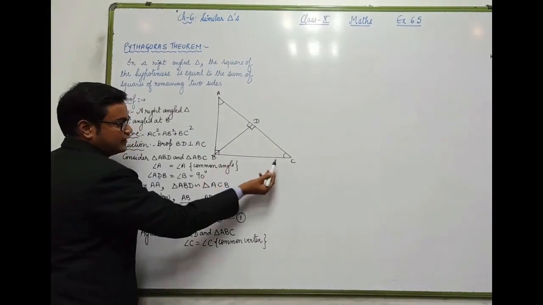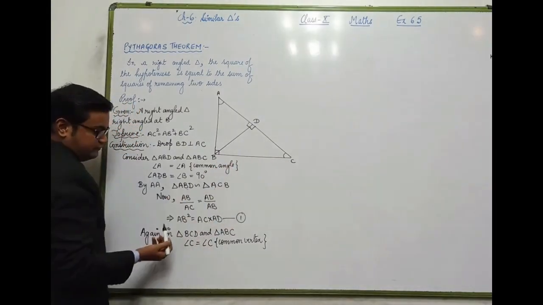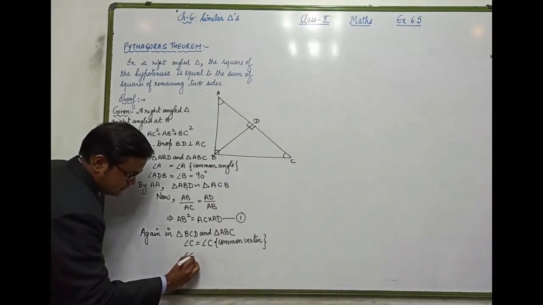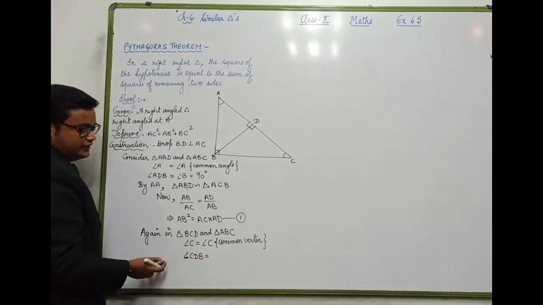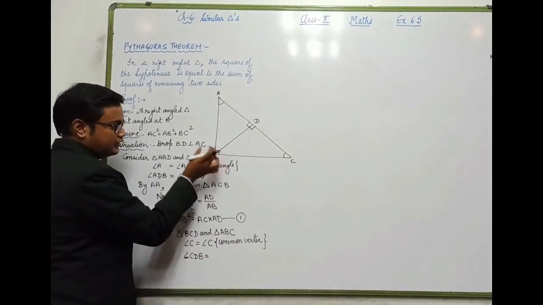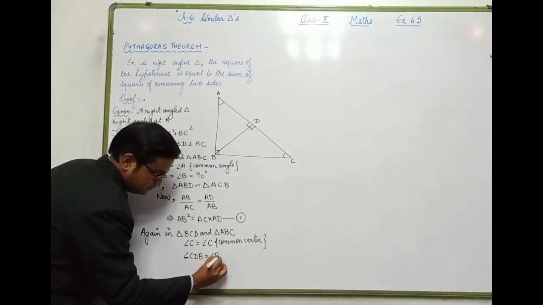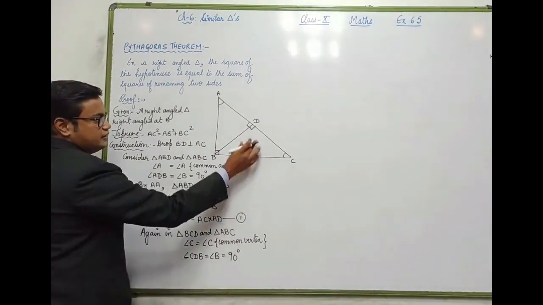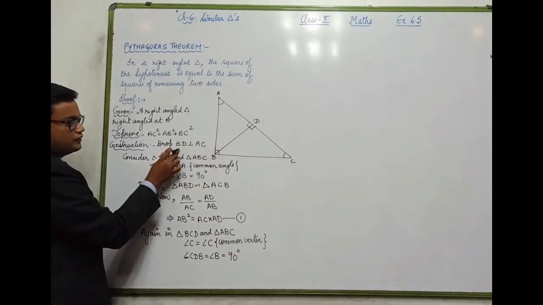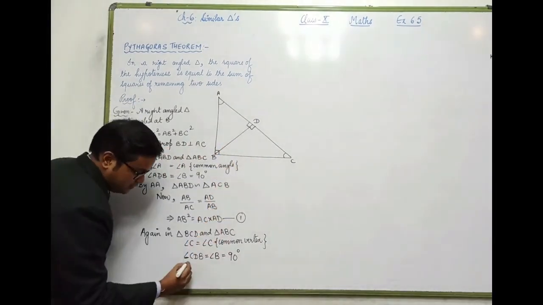Now you can see angle CDB. Angle CDB of BCD is equal to angle B. Why? As usual, 90 degrees. CDB, by construction you dropped BD perpendicular to AC.